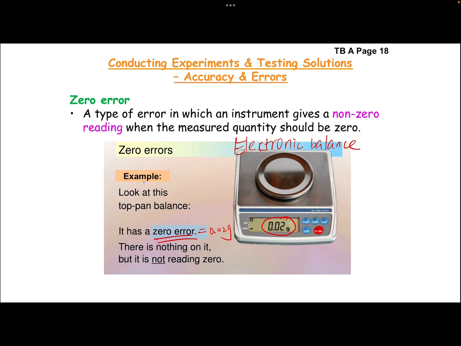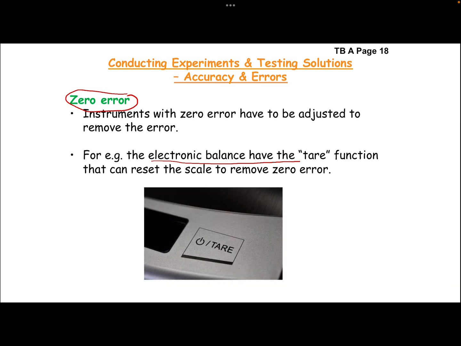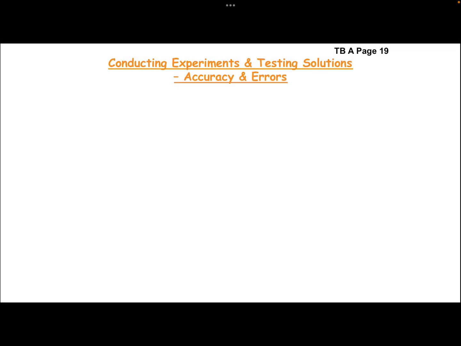So how do we correct this? The method is, you will notice that on the electronic balance, there is a tare function. Okay, the tare function, you can press it, then we can reset the electronic balance to 0. All right, so the first error is called zero error, can be reset by pressing the tare function.